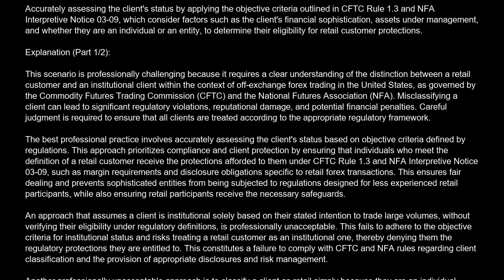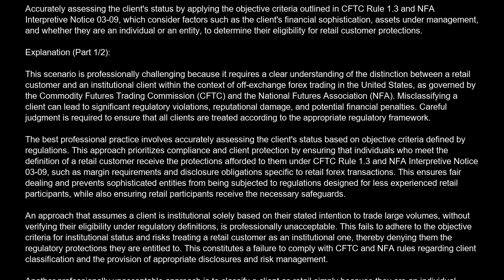An approach that assumes a client is institutional solely based on their stated intention to trade large volumes, without verifying their eligibility under regulatory definitions, is professionally unacceptable. This fails to adhere to the objective criteria for institutional status and risks treating a retail customer as an institutional one, thereby denying them the regulatory protections they are entitled to.